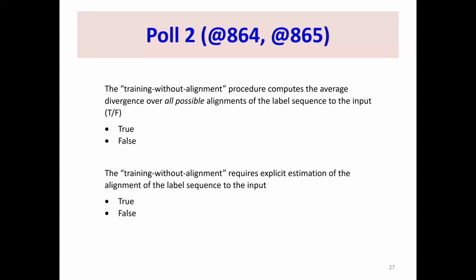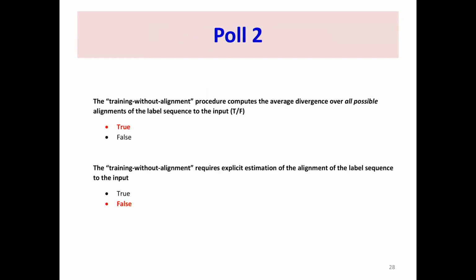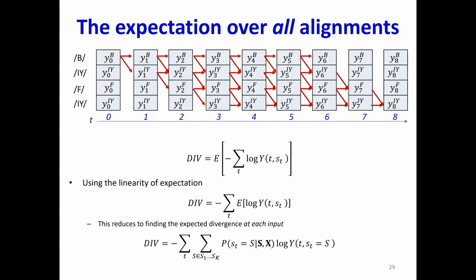Anyway, so the training without alignment procedure computes the average divergence over all possible alignments. This is true. Also, because you're taking the average over all possible alignments, you don't need to choose an alignment. There's no explicit commitment to any single alignment that you choose. But then the problem is there are an exponential number of possible alignments. How do you deal with this?